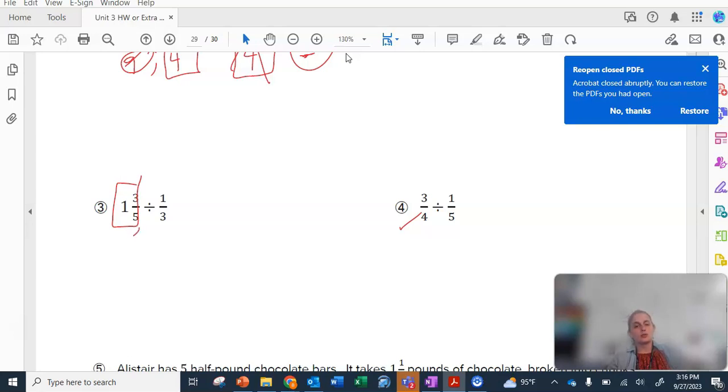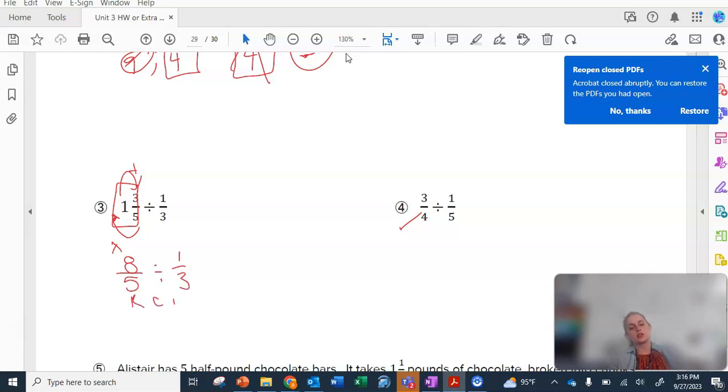So I'm going to multiply 5 times 1, that's 5, plus 3 more, 5, 6, 7, 8. 8 is my new numerator. I keep the 5. All right, so now we can do keep, change, flip.